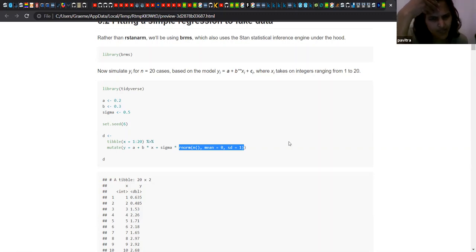So what is the purpose of doing that? Because I know this is going to generate a normal distribution for you, a normalized distribution. But why are they actually multiplying the error term by that? Why would they multiply sigma by what comes out of your rnorm function?